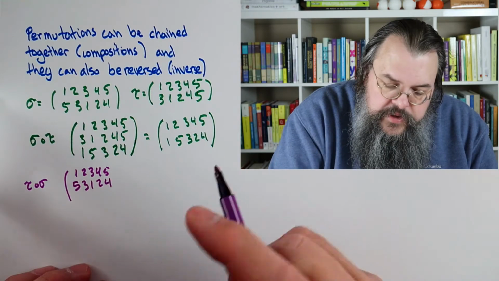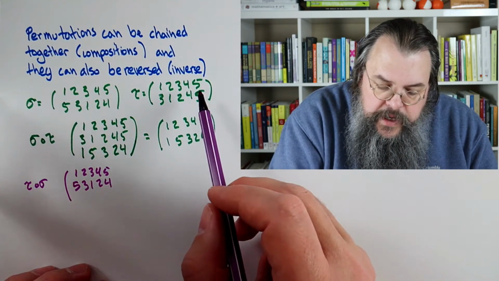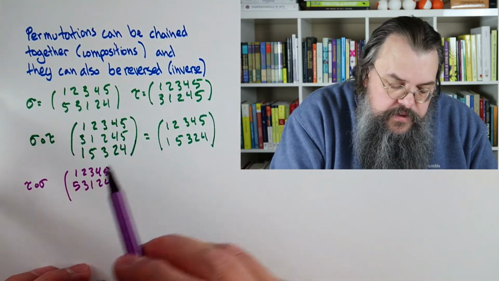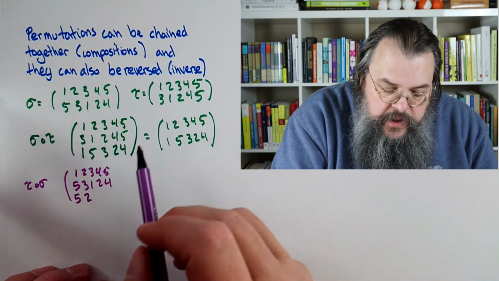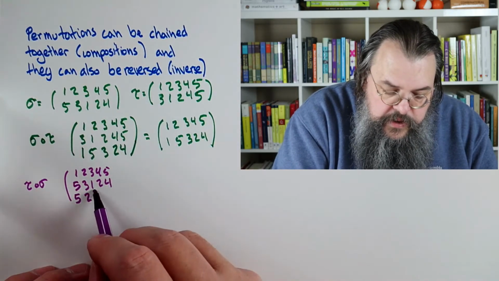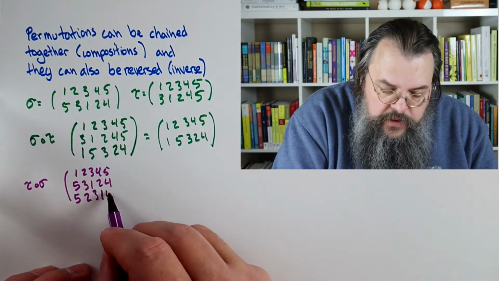So, well, that just says, look, follow your nose. What happens? Well, we have 5 goes to 5. Okay, so that's a 5. 3 goes to 2. And then 1 goes to 3. 2 goes to 1. And 4 goes to 4.